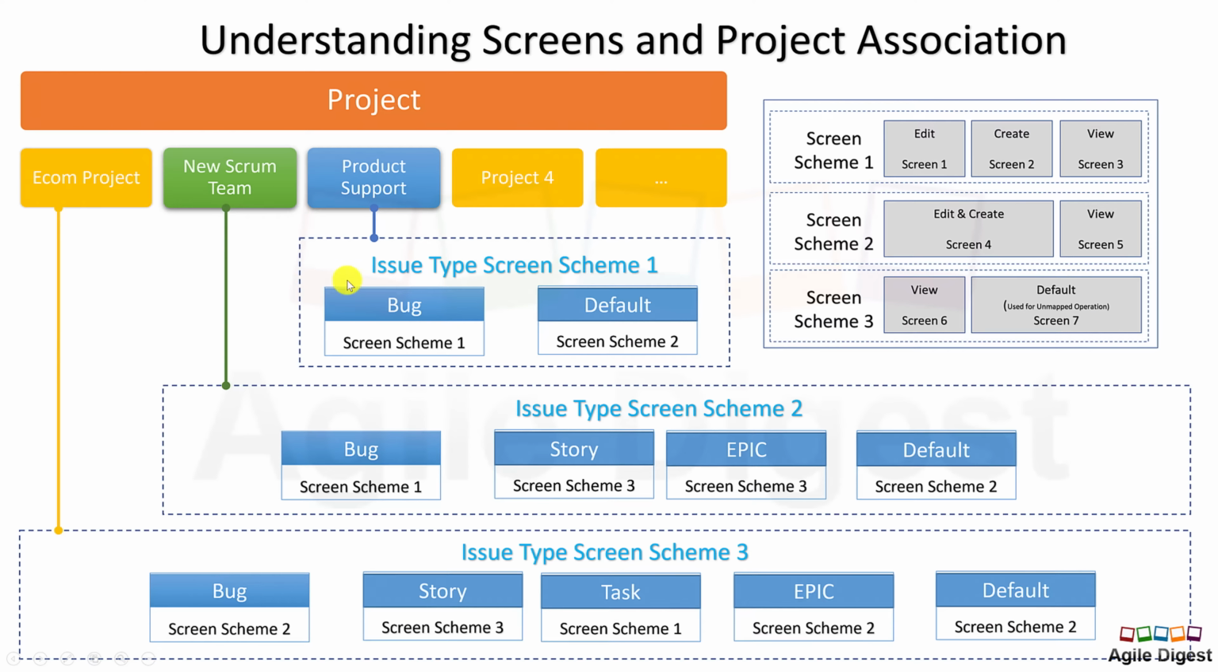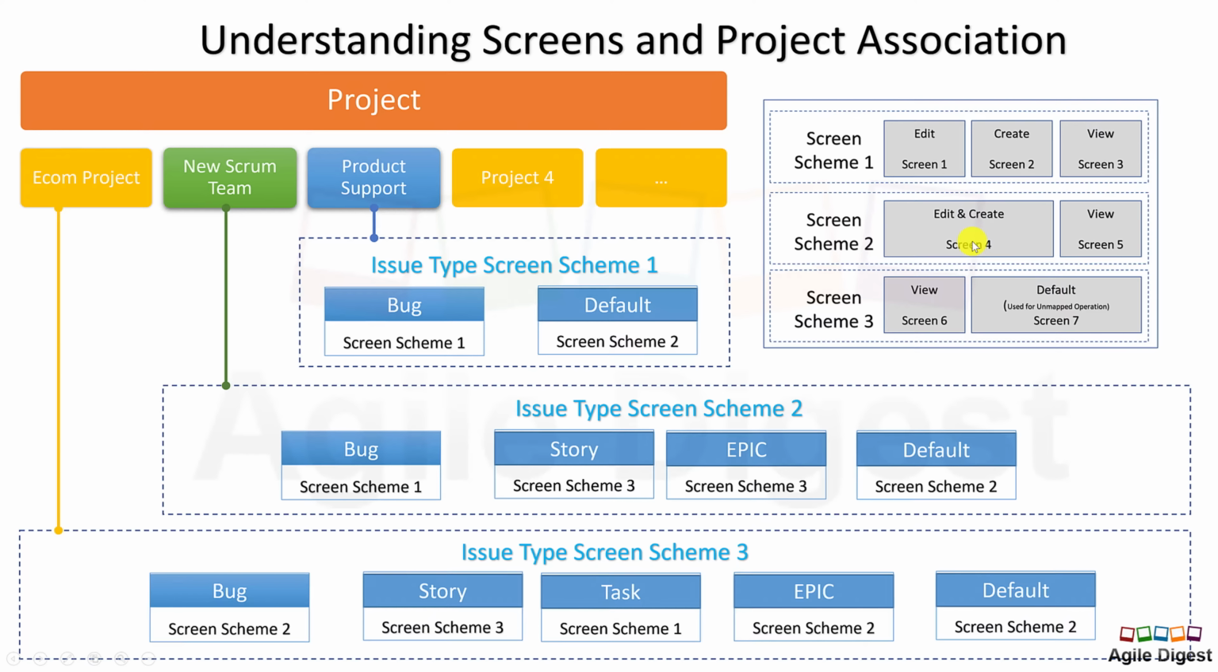Similarly, if I want to create a user story under production support, what screen will appear when I am creating a user story? User story is not mapped under the scheme associated with production support. If I look at production support, I have bug, and rest everything is default. That means user story will come under default. Default is using screen scheme 2, and screen scheme 2 for creating is using screen 4.